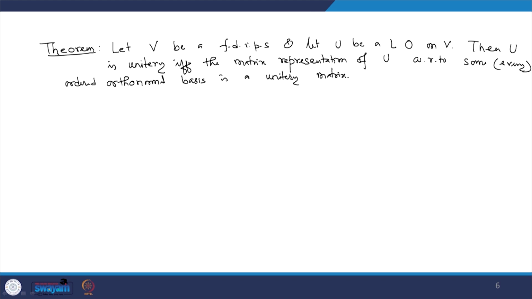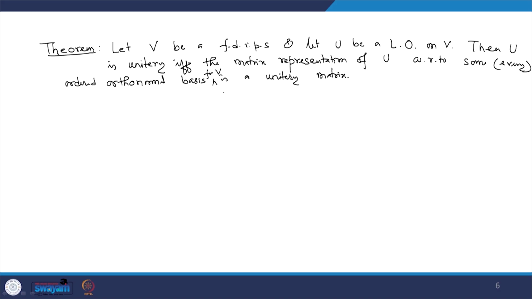Okay. So, let us talk about one nice result. It is like this: let V be a finite dimensional inner product space, let U be a linear operator on V, then U is unitary if and only if the matrix representation of U with respect to some or every ordered orthonormal basis for V is a unitary matrix. I did mention one thing, I have told you that for isomorphism of inner product spaces we have defined some equivalent statements when the inner product spaces are finite dimensional.